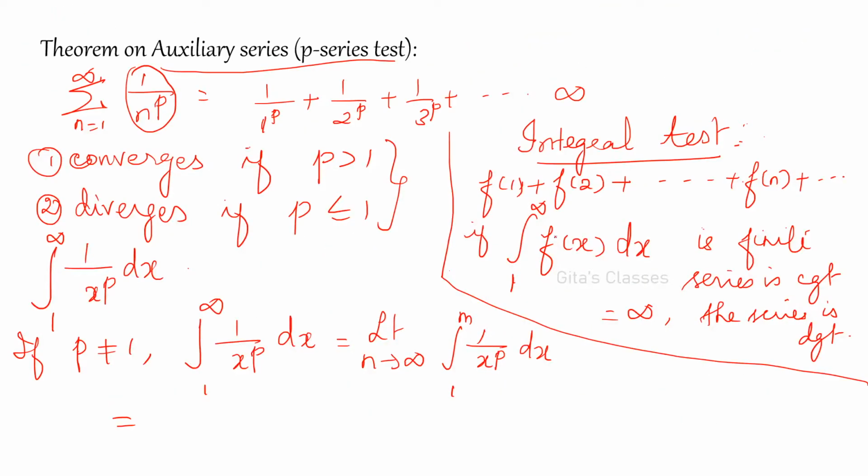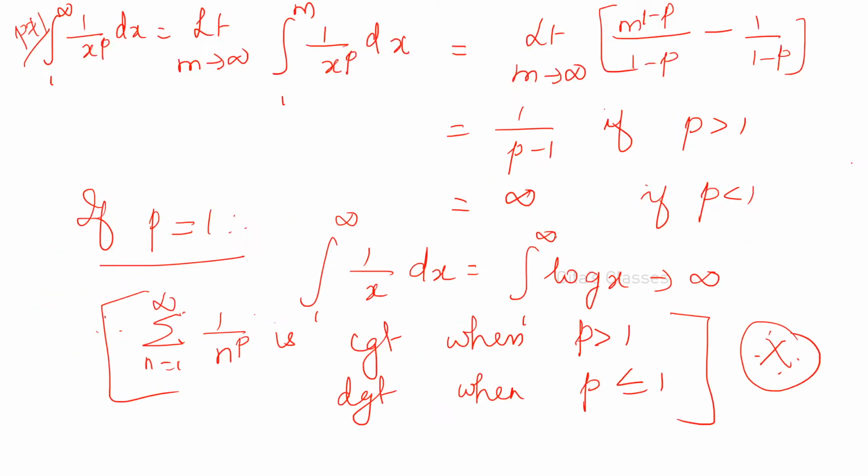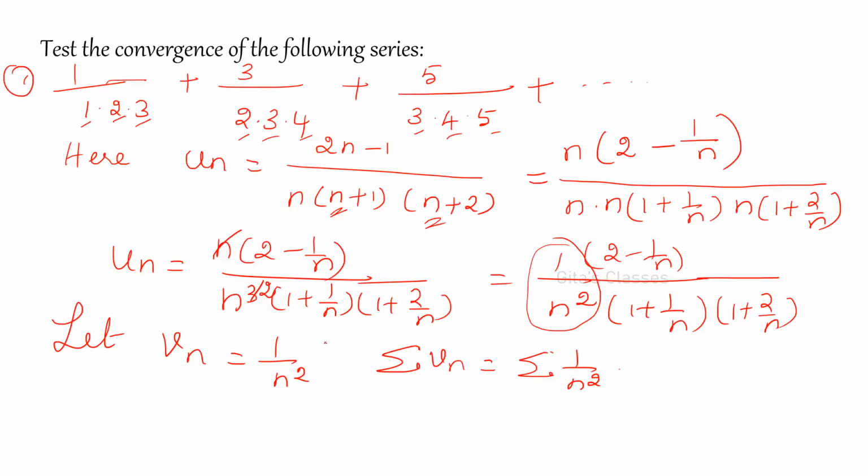What do you know in the P series? 1 by n power P is convergent if P is greater than 1, and it is divergent if P is less than or equal to 1, right? Therefore, now what is P here? P is equal to 2, which is greater than 1. Therefore, sigma Vn is convergent, right? This is convergent. Understood, all of you?